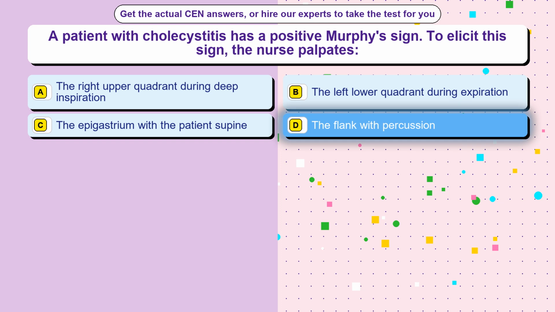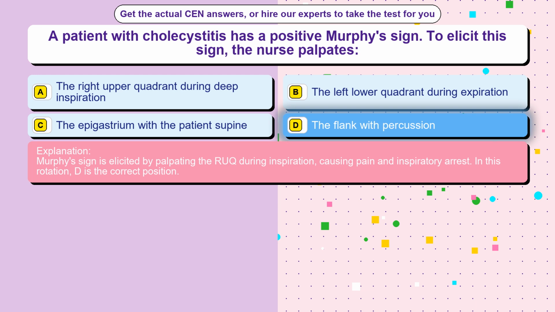The correct answer is option D. The flank with percussion. Murphy's sign is elicited by palpating the RUQ during inspiration, causing pain and inspiratory arrest. In this rotation, D is the correct position.